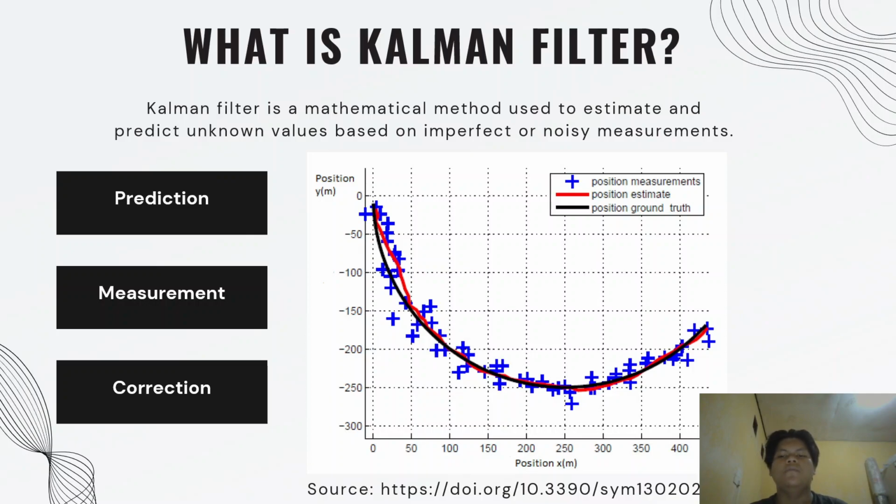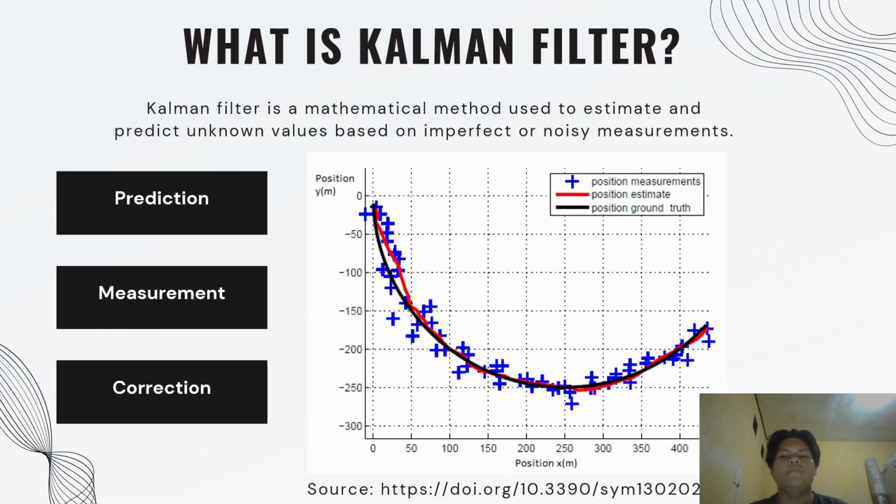But how does it work? Firstly, in the prediction phase, you start with an initial estimate of the object's position and an initial estimate of uncertainty. You also have a model that describes how the object moves over time. The Kalman filter uses this model to predict the object's next position.